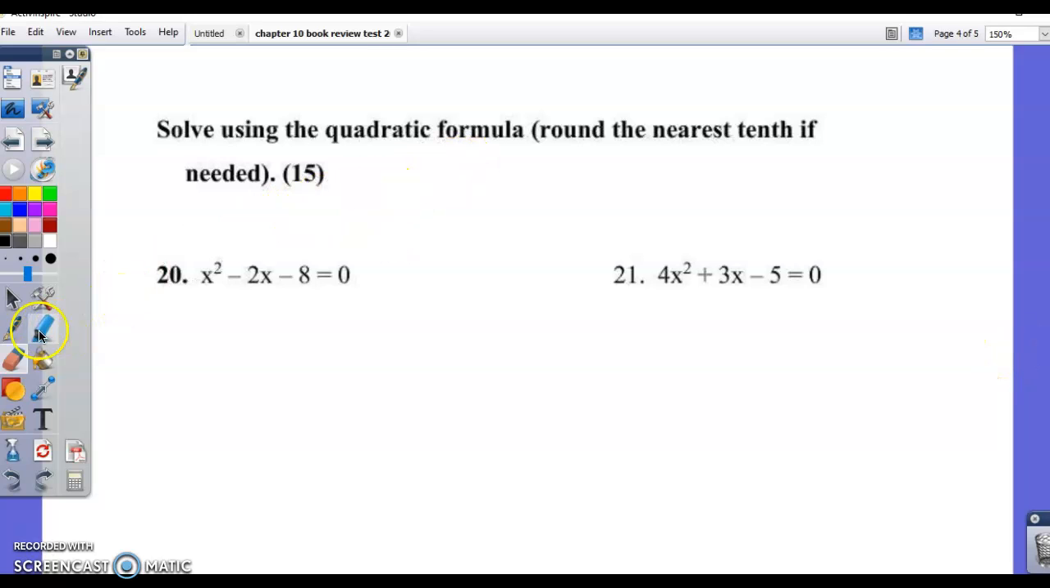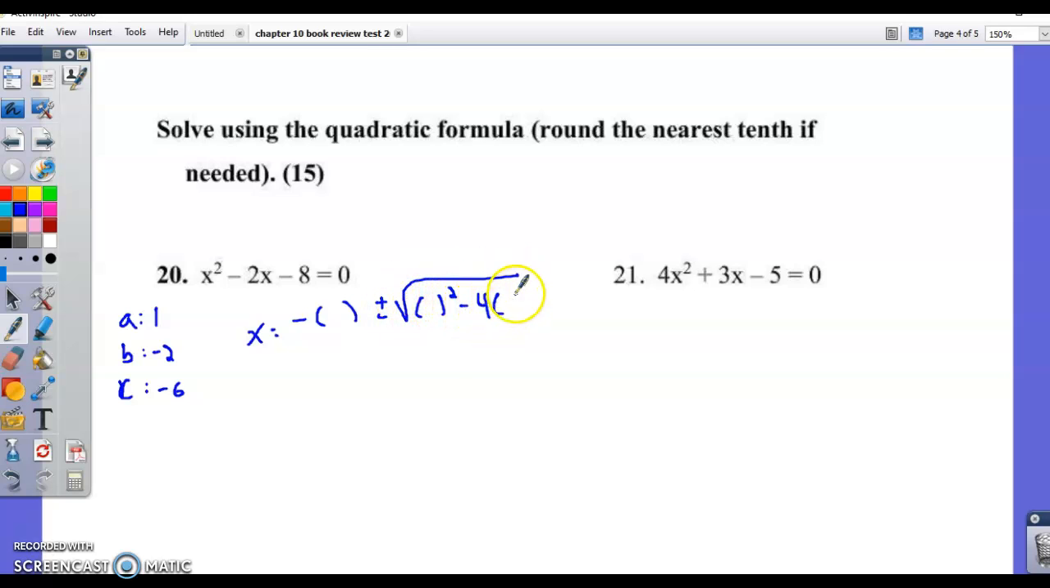All right, so I'm going to use the quadratic formula to solve for these. Remember, they already said equal to 0. So I identify my A, my B, and my C. My A is 1, my B is -2, and my C is -8. And I use the quadratic formula: x equals -b plus or minus the square root of b squared minus 4ac, all divided by 2a.